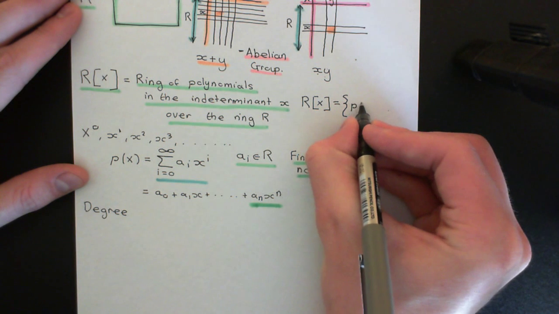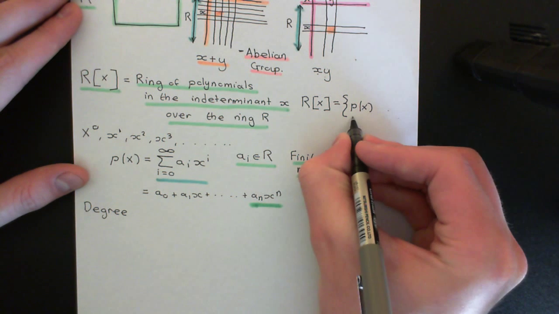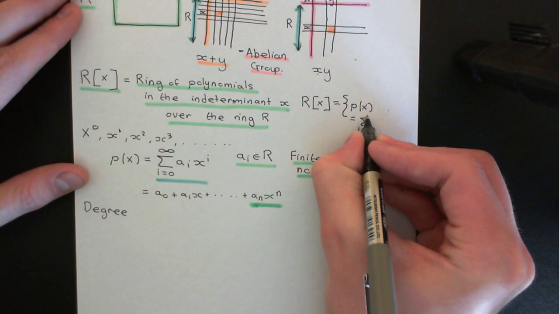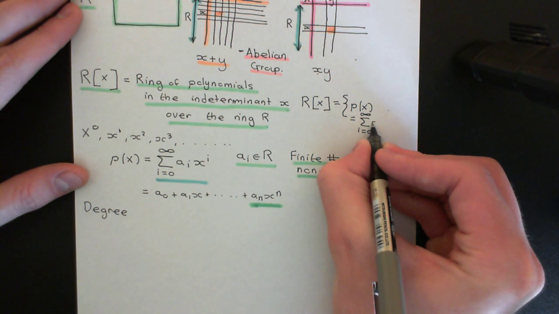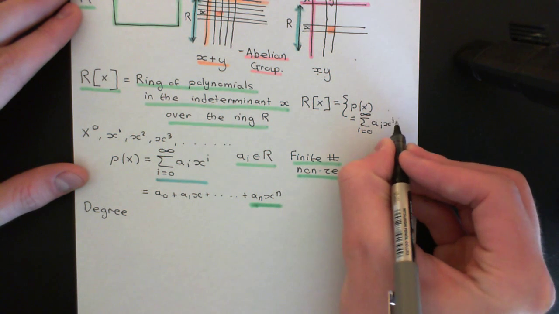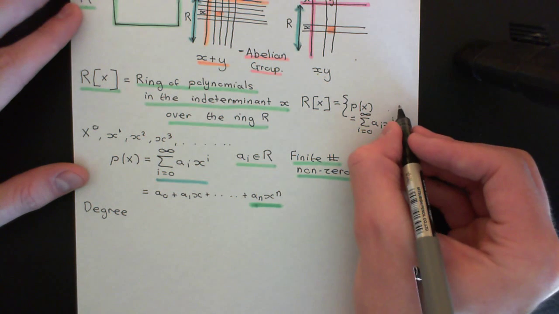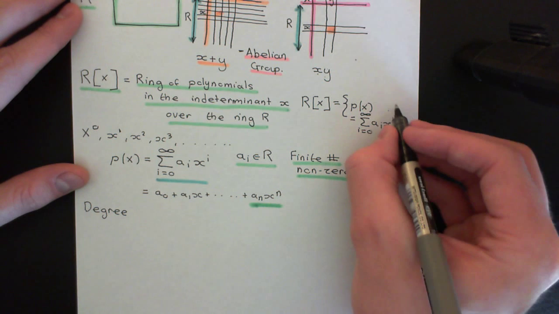It'll be the set of all such polynomials. So p of x, which is of this form, i equals 0 to infinity, a_i x^i. Okay, so this is just telling you how to create these symbols. It's just telling you the form that these symbols are going to exist in. Don't interpret it as any more than that.